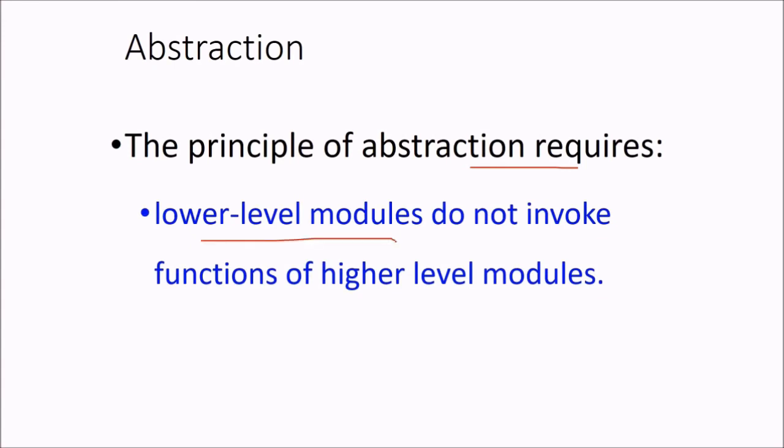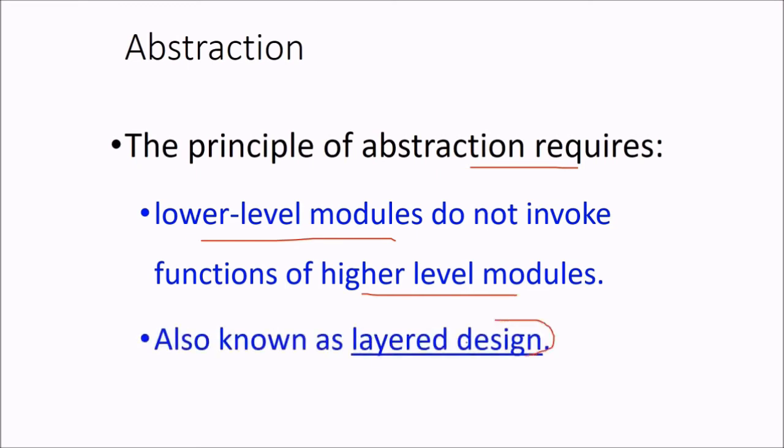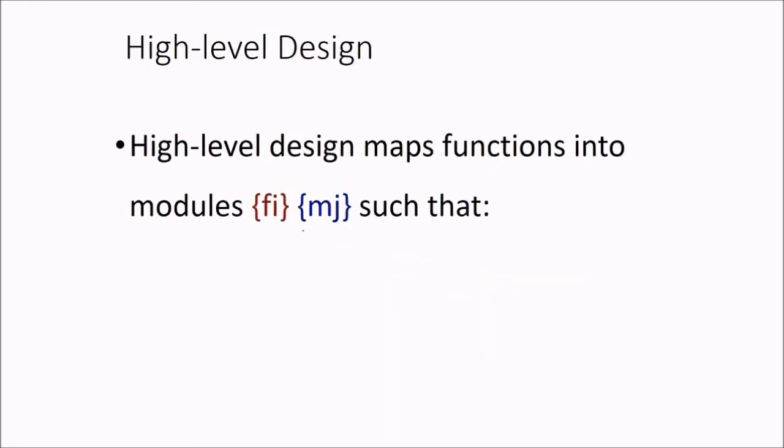So what would we want with a good design? The principle of abstraction requires that lower level modules doing input, output and low level functions do not invoke functions of higher level modules which are doing managerial activities. This is also known as layered design. We have talked about high level design and low level design.